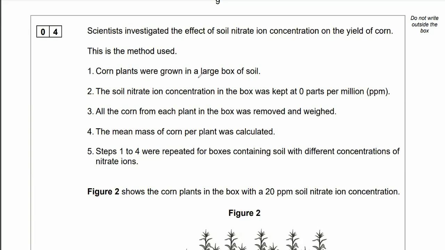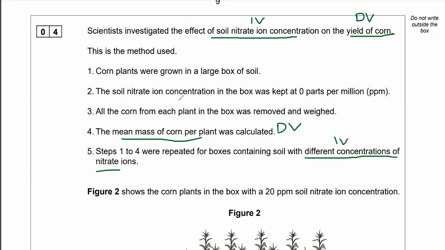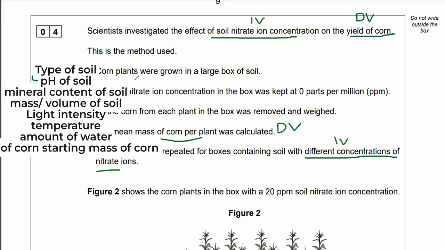So when working out what to keep the same, we should first identify what the independent and dependent variables are, because those things are changing. The independent variable is the variable that the scientists are changing, or that you are changing. And the dependent variable is what you're measuring, which here is the mass of corn. Of course, the concentration of the nitrate ions is the independent variable. So they don't want to keep either of those the same.